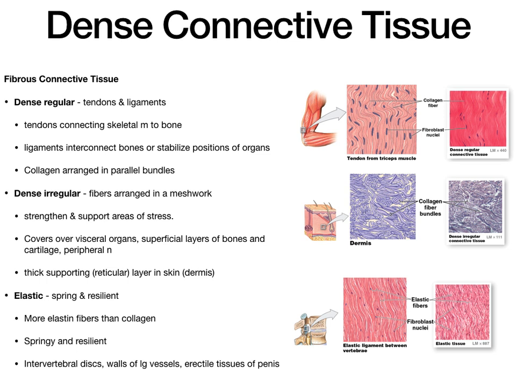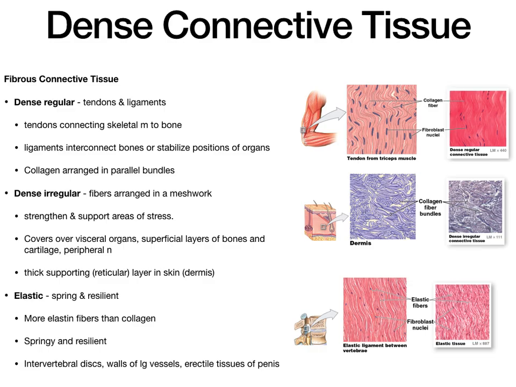So the images over there, the top image is going to show you what that dense regular tissue is going to look like under the microscope when you see it in lab. Then we have our dense irregular tissue. The fibers are arranged in a meshwork type pattern. They strengthen and support the areas of stress, and they cover over the visceral organs, the superficial layers of bones, cartilage, and those peripheral nerves. They are very thick and support the reticular layer of the skin, which is also known as the dermis.